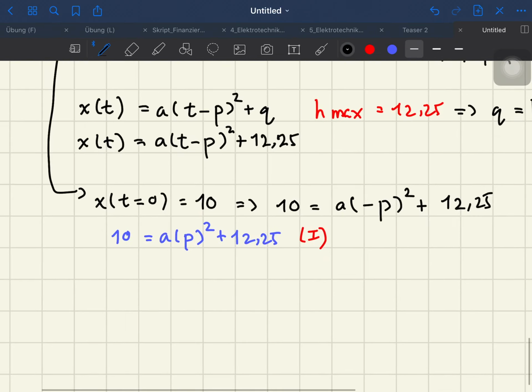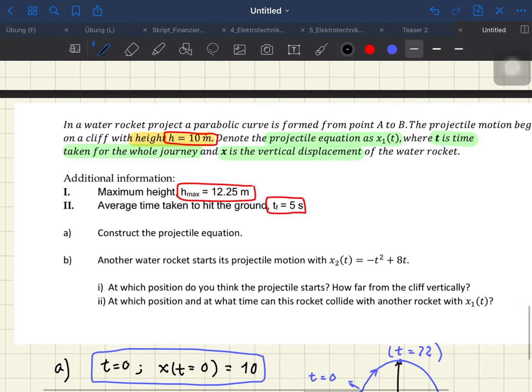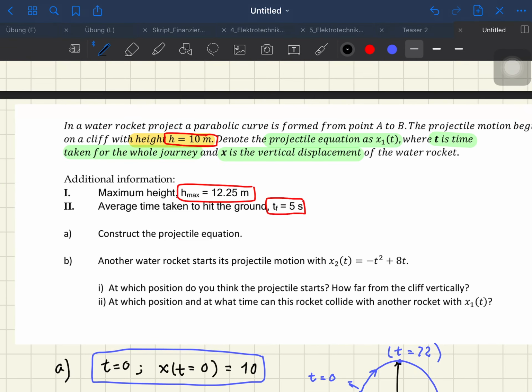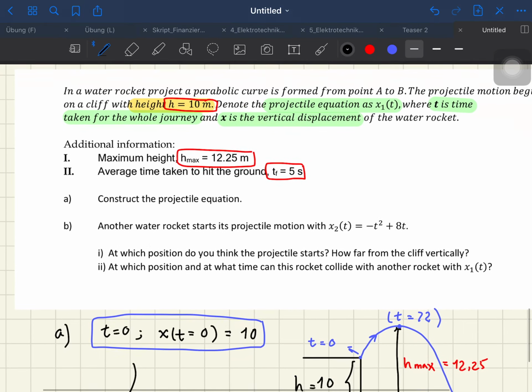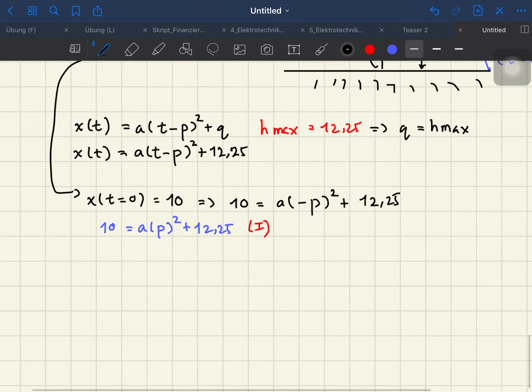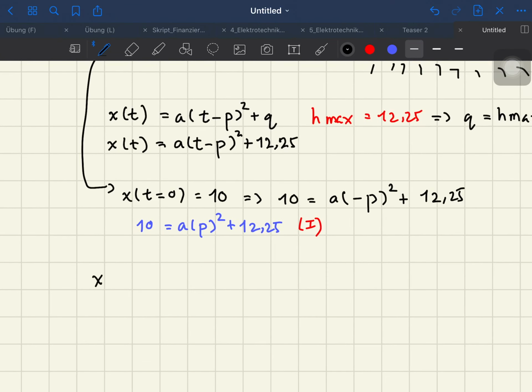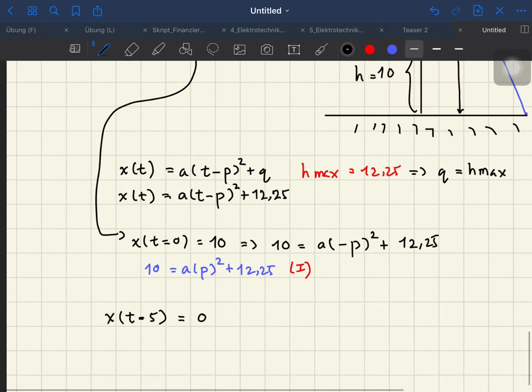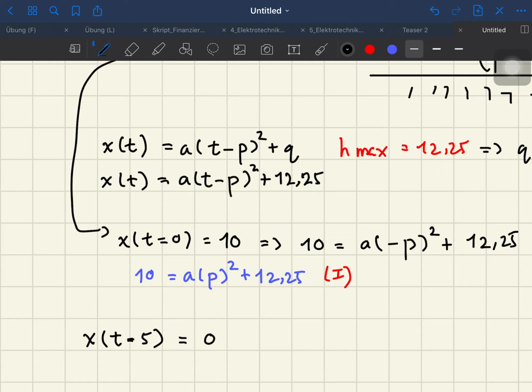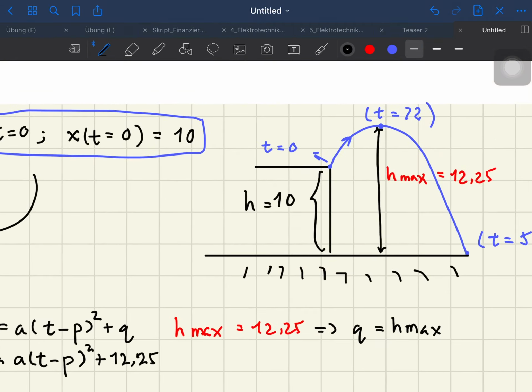Okay, the second piece of information is, as you can see, the average time taken to hit the ground equals 5, which means when t equals 5, x equals 0, because initially when t equals 0, you have positive 10 because of the height of the cliff, and when you hit the ground, you minus 10.